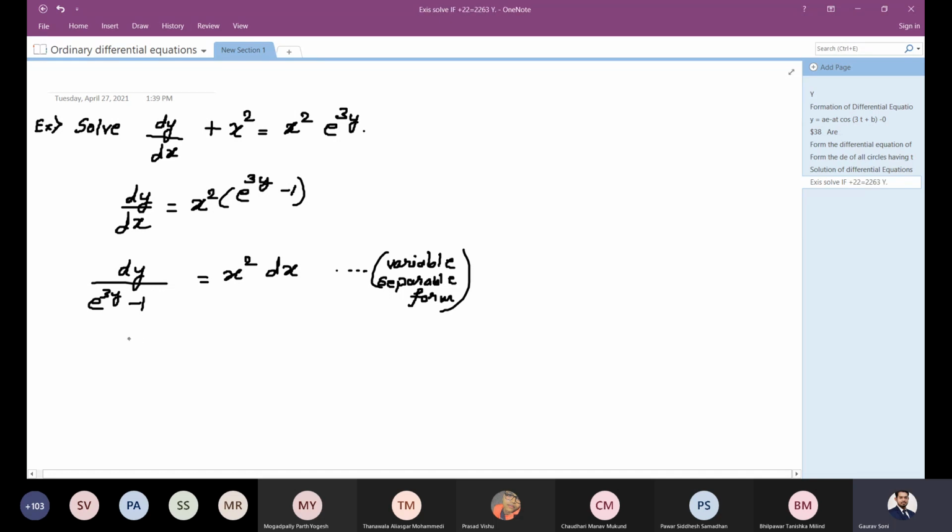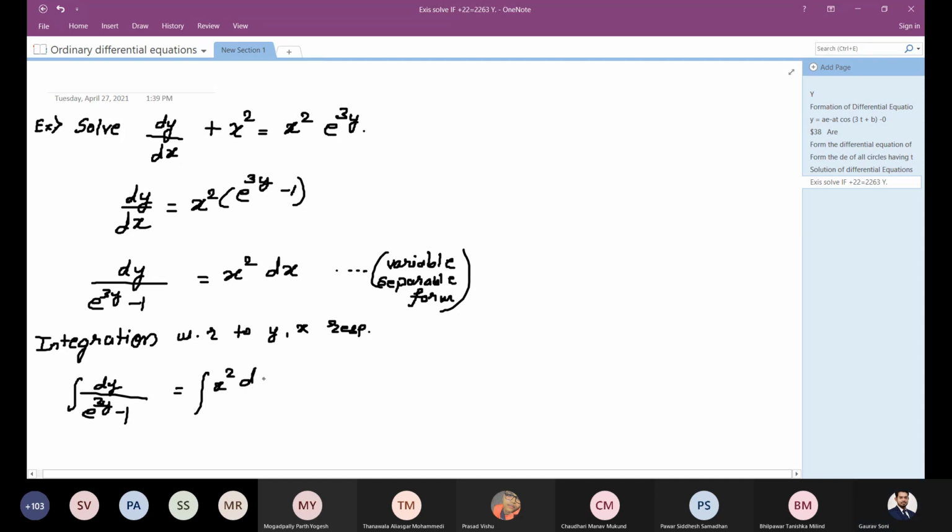Once you get this, integrate. Remember that integration is done with respect to the variable here. So integration is with respect to y and x respectively. By respectively, I mean on the left hand side you have variable y, so integration will be with respect to y, and on the right hand side, integration will be with respect to x.